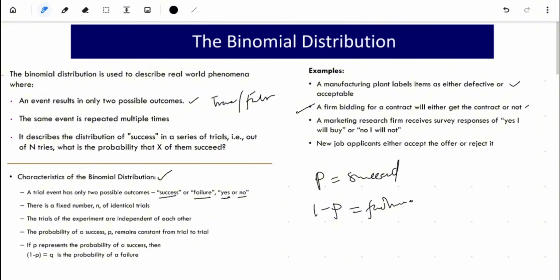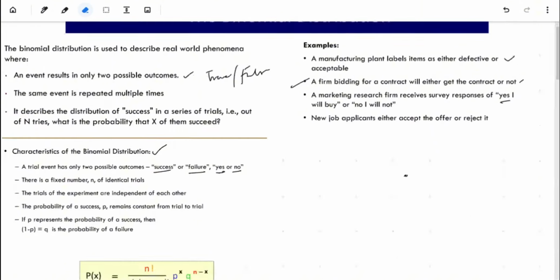So it's binomial distribution. A market research firm receives survey responses of yes, I will buy, or no, I will not buy. The same thing. A job applicant either accepts the offer or rejects it. So these are some of the things that when you come across them, you have to know we are dealing with binomial distributions. All right, so let's move forward.